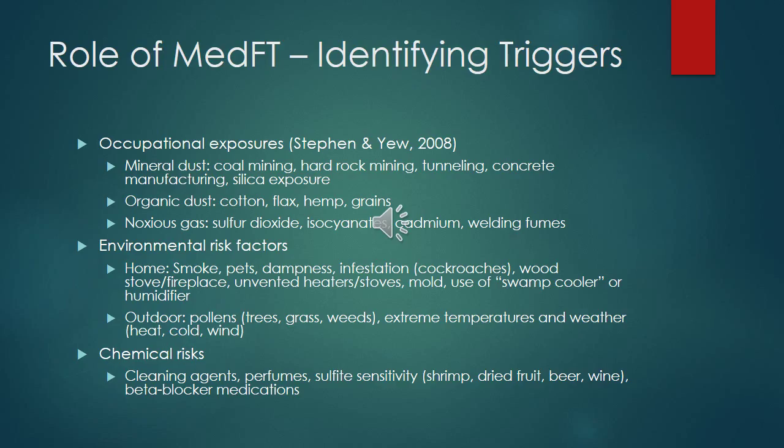Some outdoor risk factors include pollens, trees, grass, weeds. So being aware of where we're at on the severity of pollen exposure. Also, extreme temperatures and weather conditions can make COPD symptoms worse as well. And some chemical risks that could also be risk factors: certain cleaning agents, exposure to certain perfumes, also sulfite sensitivity. So whenever somebody eats shrimp, dried fruit, or consumes beer or wine, sometimes they may have a certain sensitivity that makes the respiratory system respond to that and makes the symptoms worse as well.